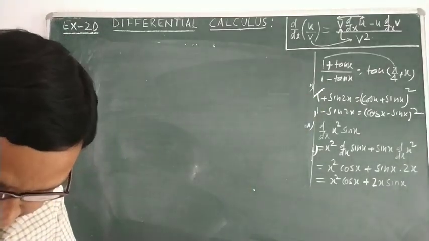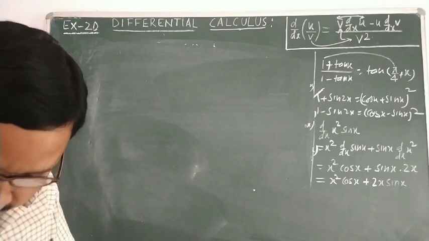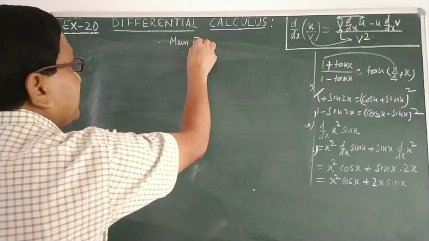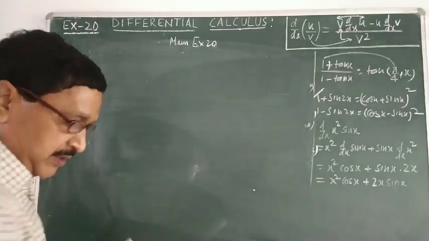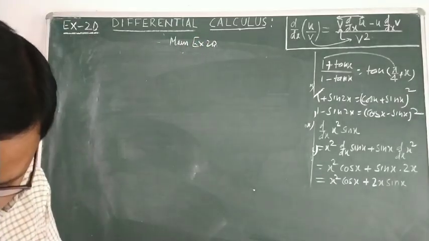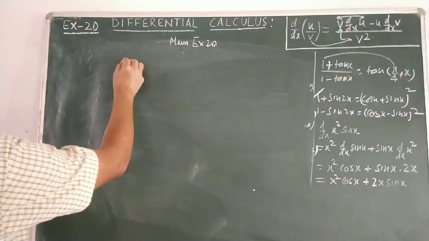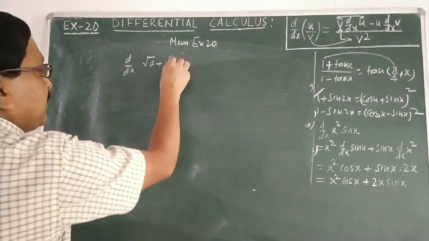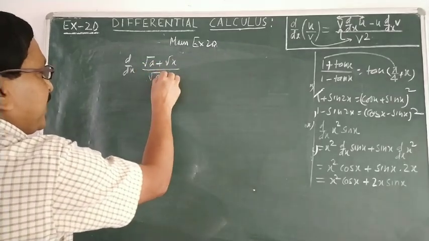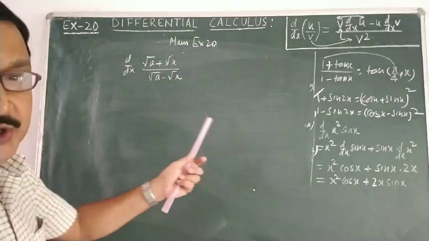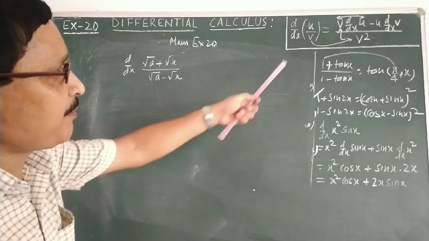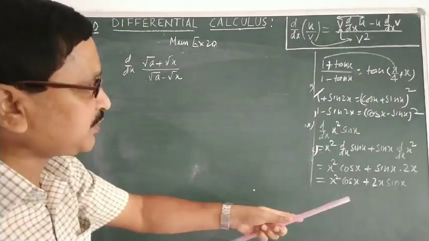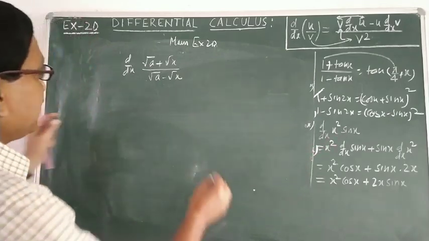Now exercise 2D. I am going to start main exercise 2D. This is problem number 11: d by dx of root a plus root x by root a minus root x. No trigonometry here, so you are compelled to use this method. If trigonometry is available, then you can use the trigonometrical substitution.